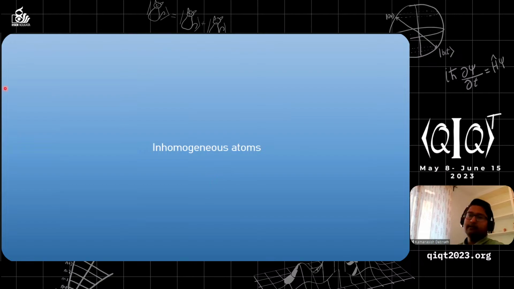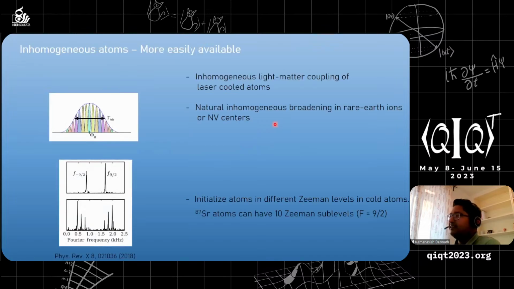Okay, so that was the homogeneous case. Now we will move a little bit towards inhomogeneous atoms. Initially, we'll start with a much simpler case. So let's say we have inhomogeneous light matter coupling. The inhomogeneity can be in various forms. For example, the light matter coupling g can be inhomogeneous, but also you have the line width of the different emitters.